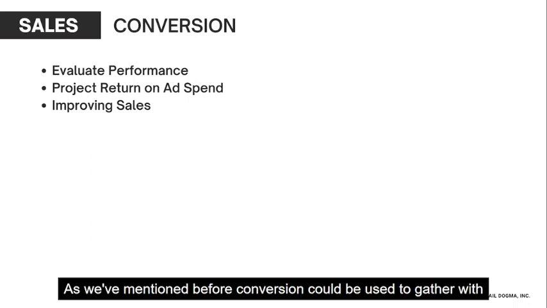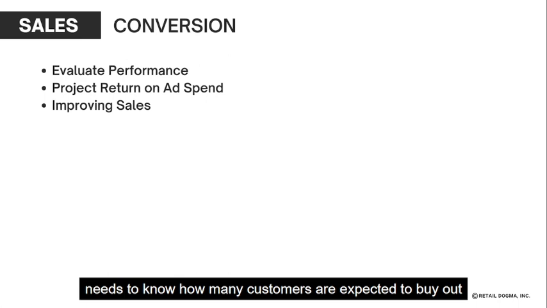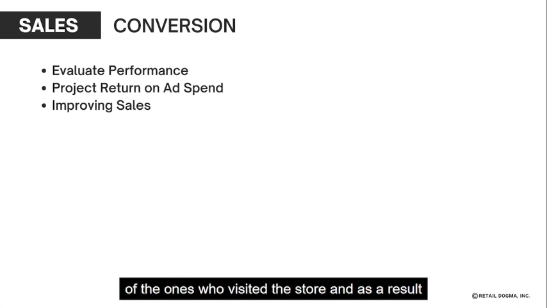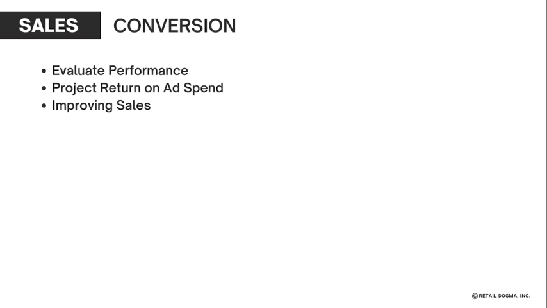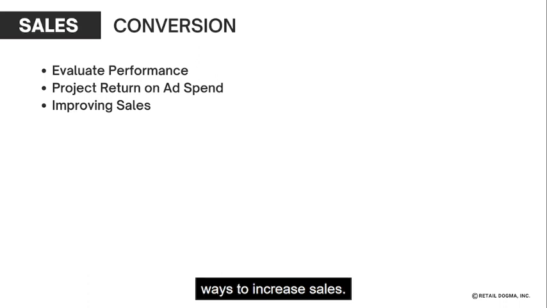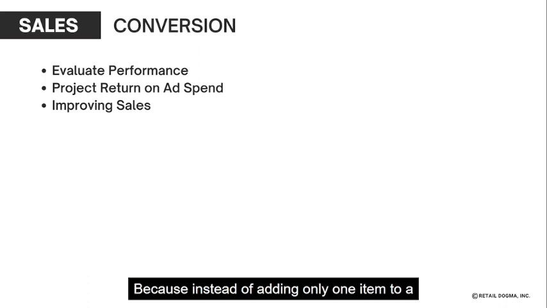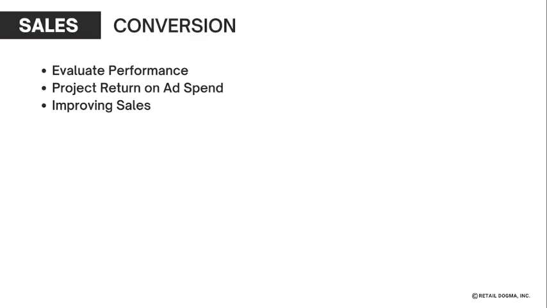As we've mentioned before, conversion could be used together with ATV to project the return on ad spend. The business needs to know how many customers are expected to buy out of the ones who visited the store as a result of the marketing campaign, and on average how much will each customer be spending. Finally, improving conversion is one of the most powerful ways to increase sales, because instead of adding only one item to a transaction such as in UPT or ATV, here you are adding a whole new customer who will probably buy more than one item and is expected to stay with the business and buy more in the future.